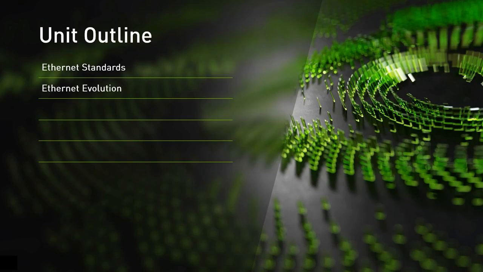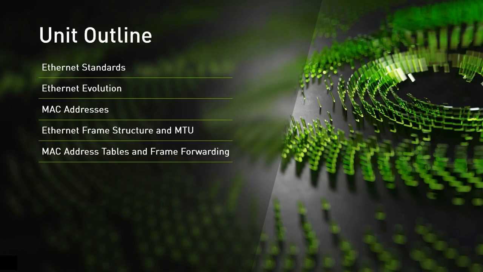Later on, we'll detail some Ethernet specifics, such as how Ethernet nodes are identified using MAC addresses and Ethernet frame structure. Then, we'll describe how Ethernet switches build and maintain their forwarding tables called MAC address tables that are used to forward frames in the network.